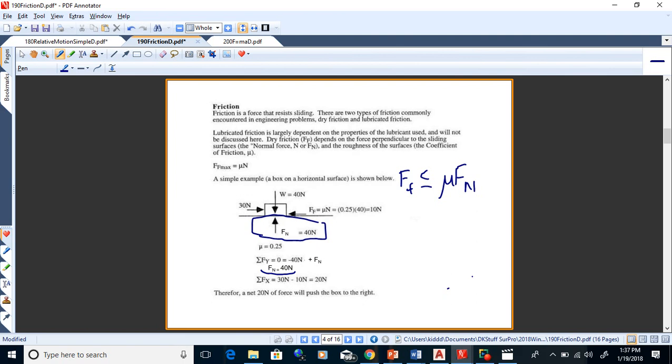Now, once I've got that, I can calculate the force of friction. That'll be the coefficient of friction, which is called mu. In this case, it's 0.25 times the normal force, which is 40, and that gets me 10 newtons. Okay. So if I look at the net force pushing this block to the right, I've got the 30 newton push that's shown, but the friction is going to push back with 10, so the net is 20. So I've got 20 newtons of net force pushing that thing to the right.